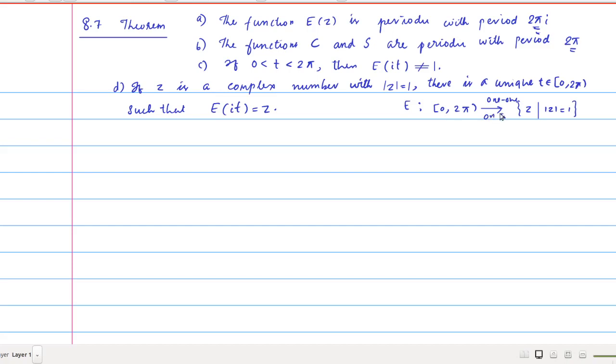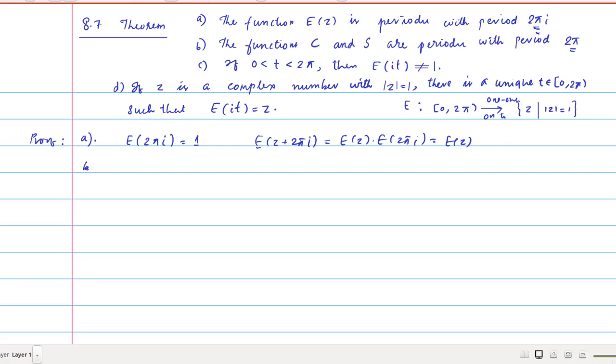The first statement we have already proved the other day. e of z is periodic. That is because we have proved that e of 2 pi I is 1. So we can easily prove that e of z plus 2 pi I, using the property of capital E, equals e of z into e of 2 pi I. So that will give e of z itself. That is the proof of the first statement.